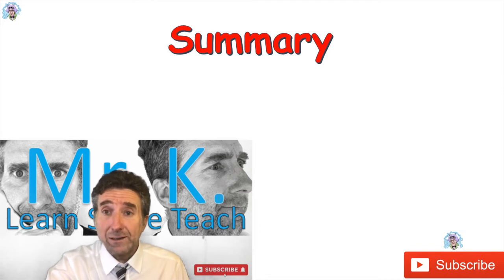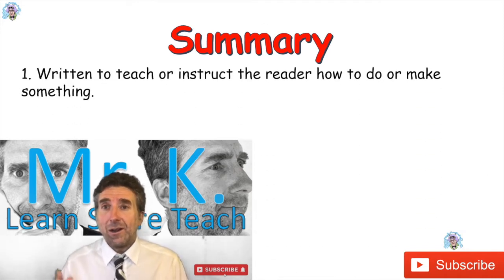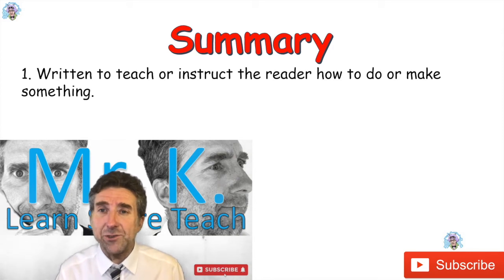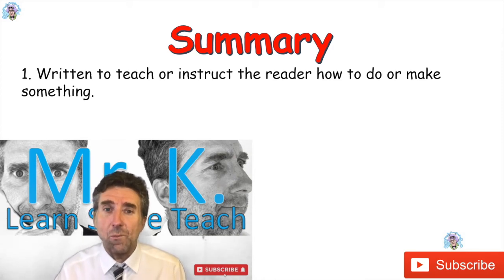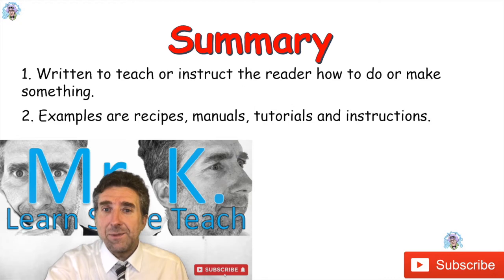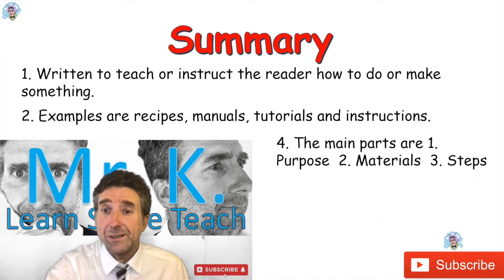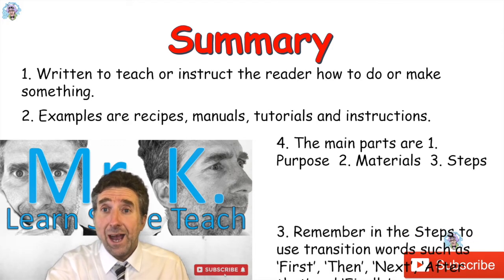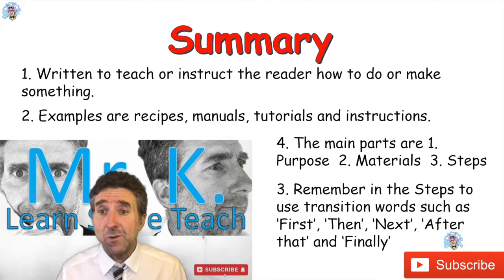So, in summary, a procedural text is written to teach or instruct the reader how to do or make something. Some examples of procedural texts are recipes, manuals, tutorials, and instructions. The main parts of a procedural text are number 1, the purpose, number 2, the list of materials, and number 3, the steps. And when you're writing down the steps, remember to use transitional words such as first, then, next, and finally, as well as using precise words.